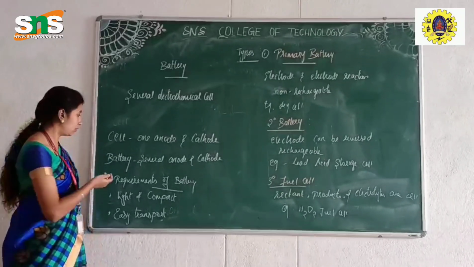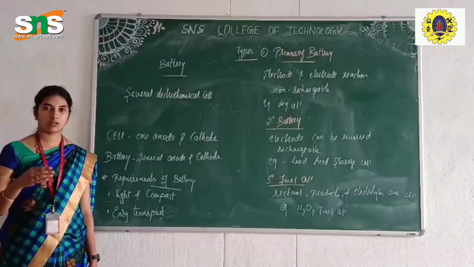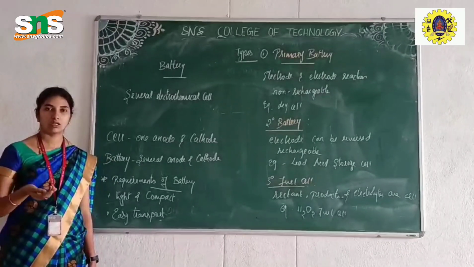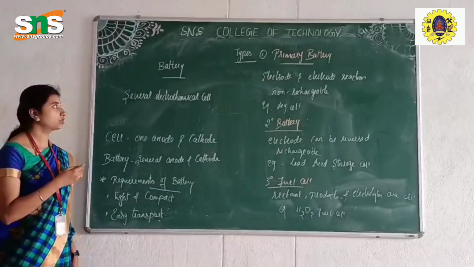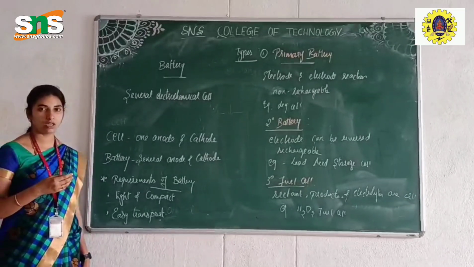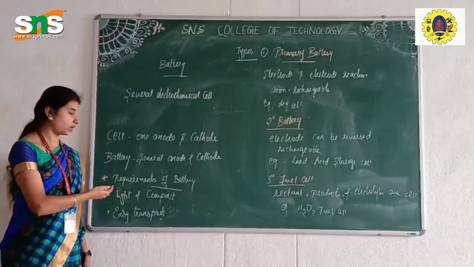And the battery is the next type, which consists of several anodes and several cathodes connected in a series to form the voltage and current. So this is the basic introduction to batteries, how a battery runs and how it can be classified. And next is: what are the requirements of batteries?